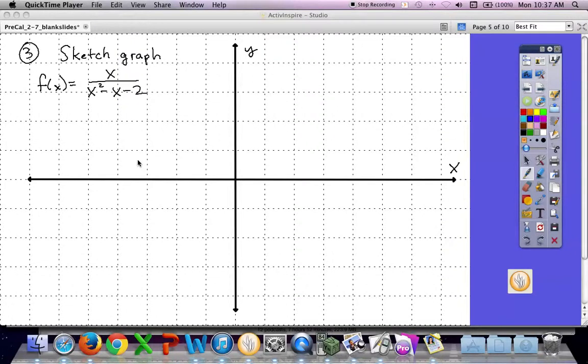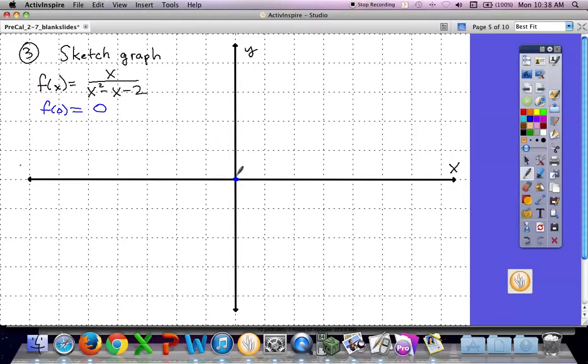Okay, so the first step, find the y-intercept. How do you find the y-intercept? Plug in 0 for x. So in this case, f of 0 equals 0 over negative 2, which is 0. So the y-intercept, which is also an x-intercept, is the origin. It's right there.